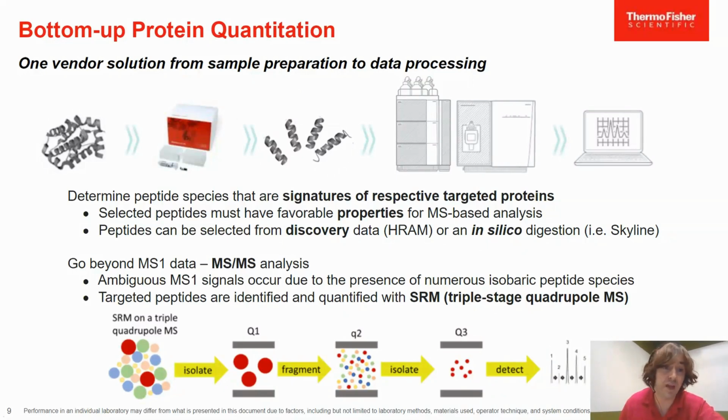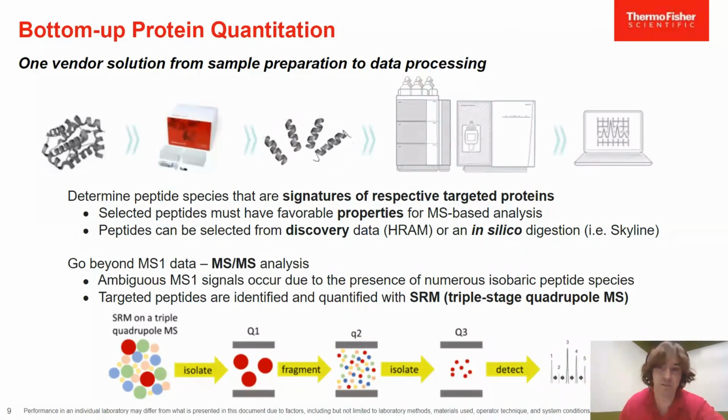The smaller size of peptides compared with intact proteins can significantly improve the ability to detect them if they can be successfully differentiated from other peptides by the liquid chromatography gradient and the mass spectrometry detection method. To do this, we must go beyond MS1 analysis and use tandem mass spectrometry. This is due to the ambiguity of many signals from coeluting isobaric peptide species.